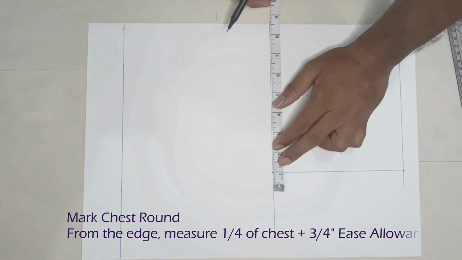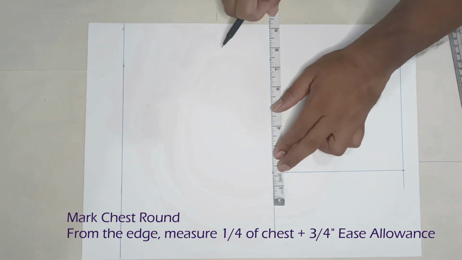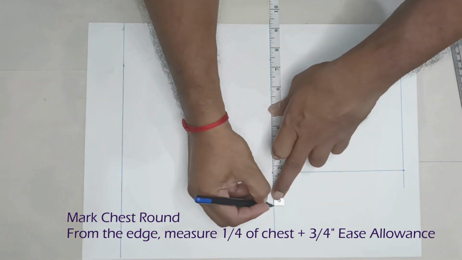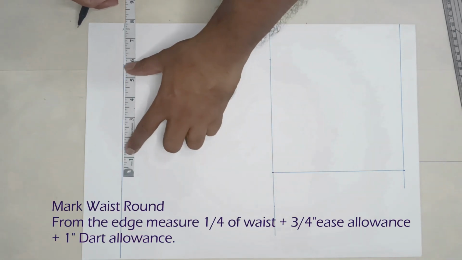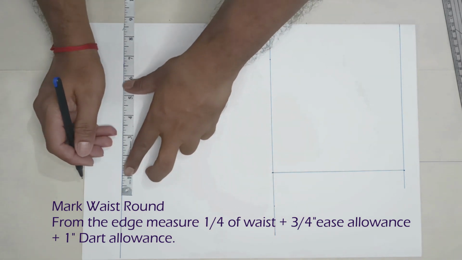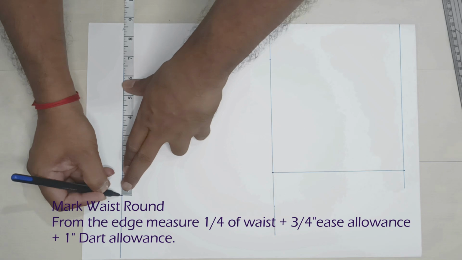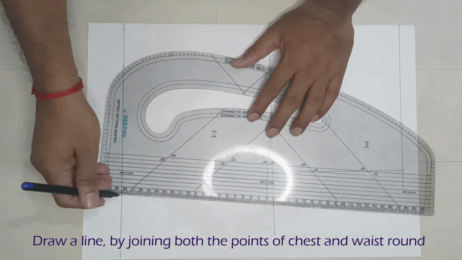Now mark the chest round, that is 1/4 of the chest plus 3/4 inches as allowance, and the same applies to the waist. Waist round, that is 1/4 of the waist plus 3/4 inches as allowance, and mark 1 inch for dart allowance. And now join both the points from the chest line to the waist line.